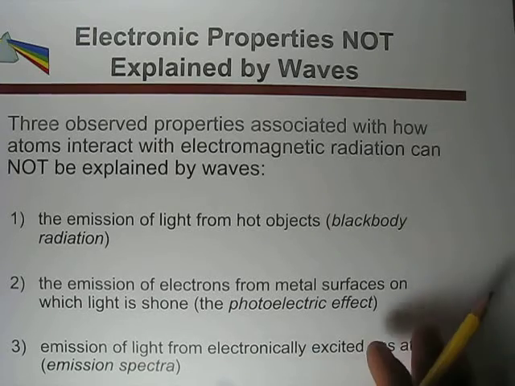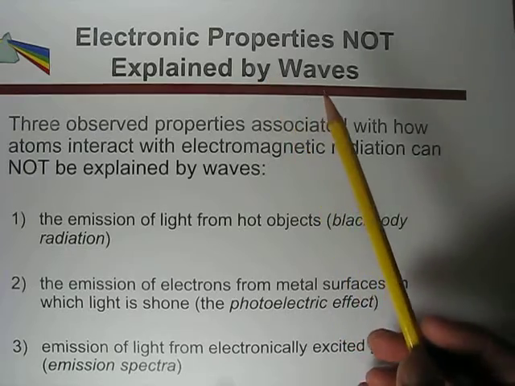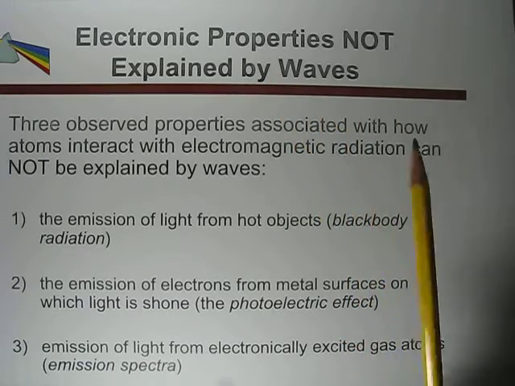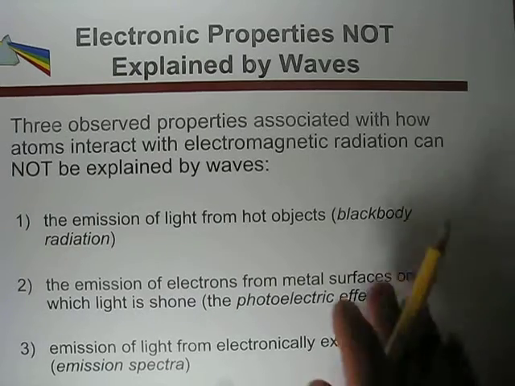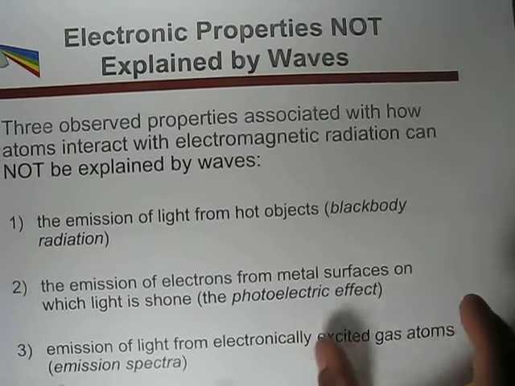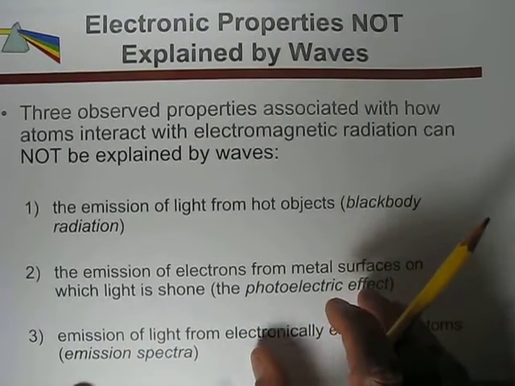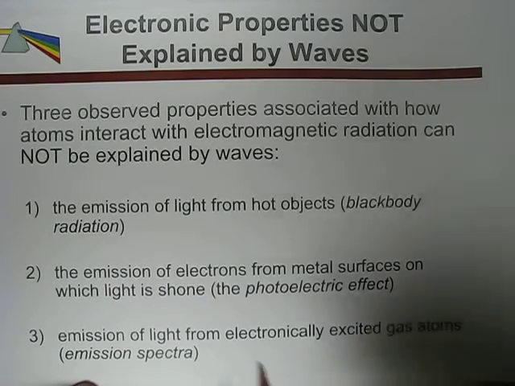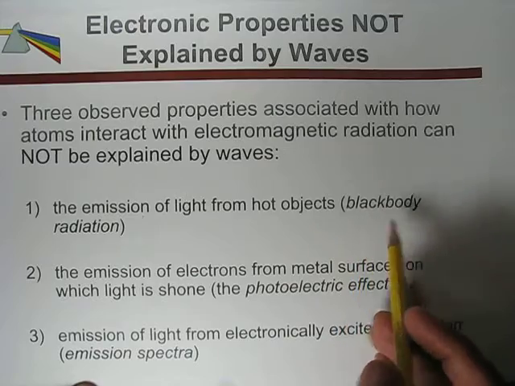So in this video we will understand what are the electronic properties that cannot be explained by the wave function or by the wave nature of the electron. There are three observed properties associated with how atoms interact with electromagnetic radiation that cannot be explained by the waves. Number one is the emission of light from a hot object.